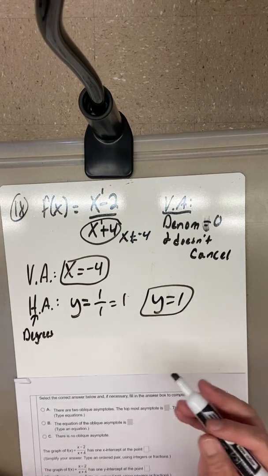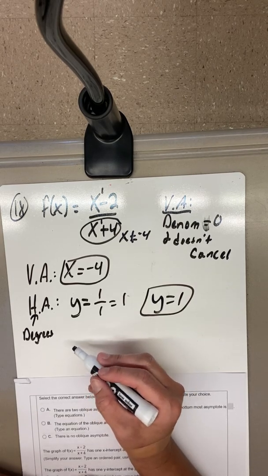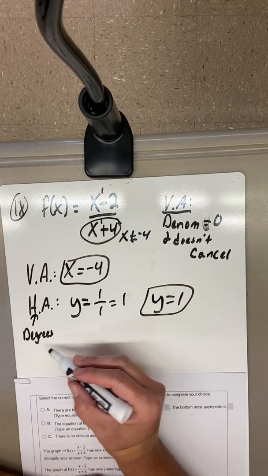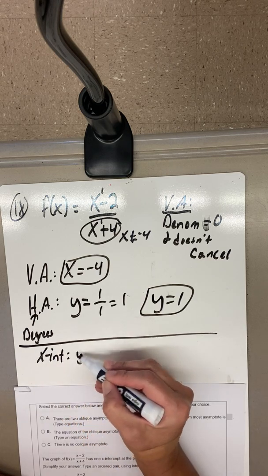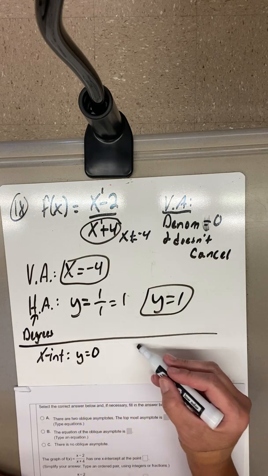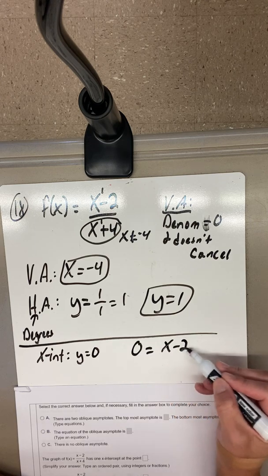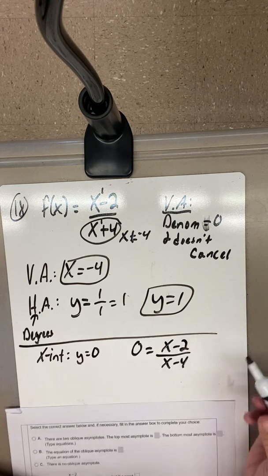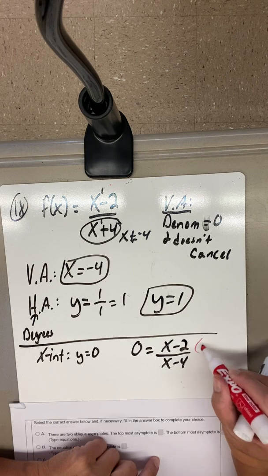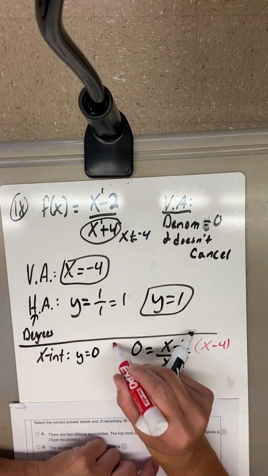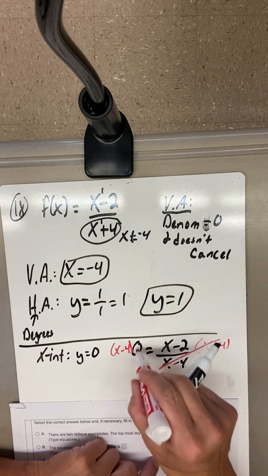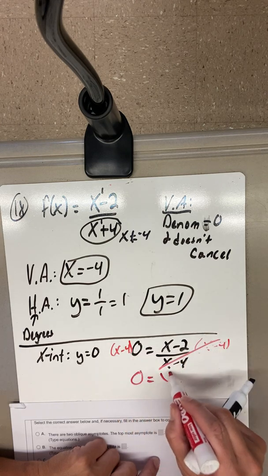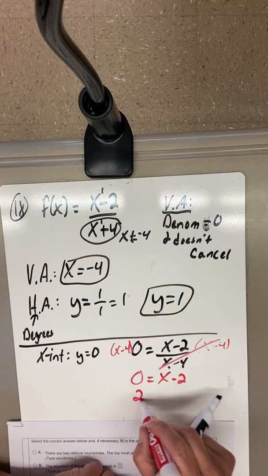But it says, what are the x-intercepts? So the x-intercept is the value of x when y is 0. So if you let y be 0 and you solve for x, you would multiply both sides by x minus 4 to get rid of the fraction. As I like to say, get the f out of here. Okay? So 0 times anything is 0 equals x minus 2. You're going to add 2 to both sides.